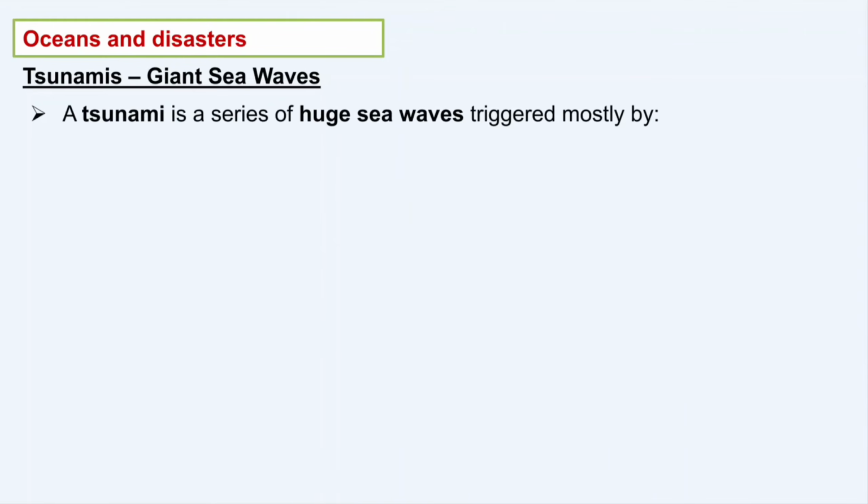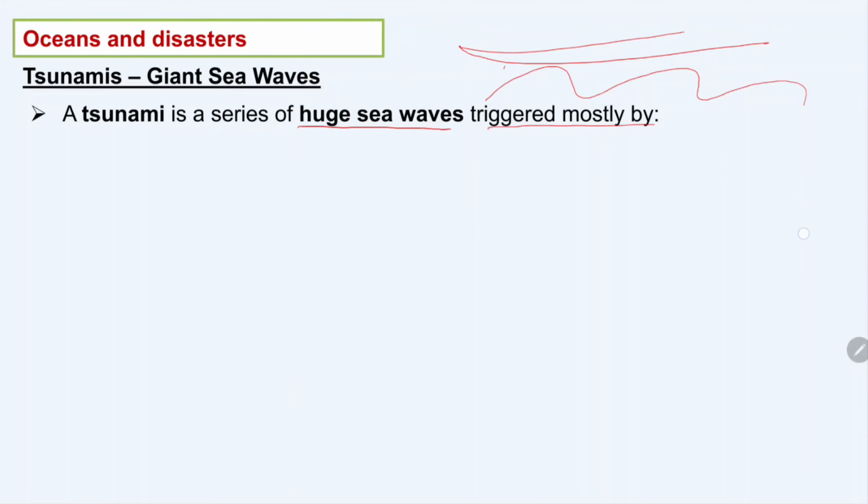Okay, so these are giant sea waves. And how does it occur? A tsunami is a series of huge sea waves. See, a sea wave is something like this, isn't it? When you go to the beach, you see some waves there, isn't it? The sea used to come, the waves used to come, will be soaring here and again will be going. Yes or no? So these are the huge sea waves.